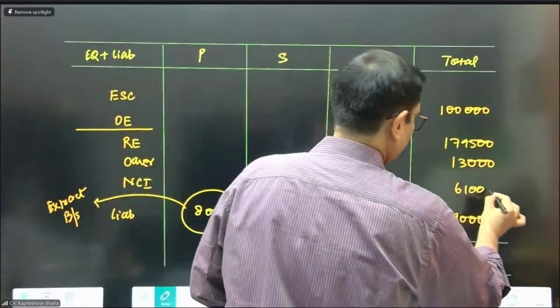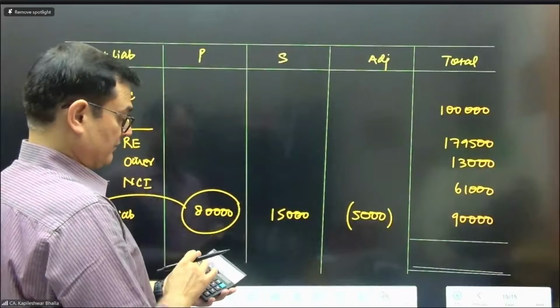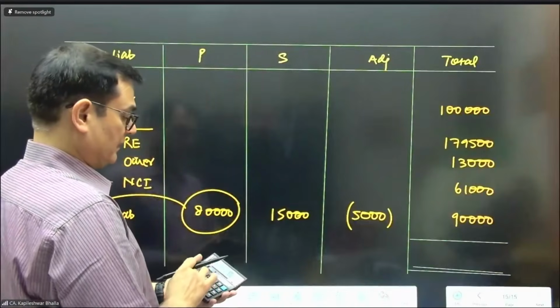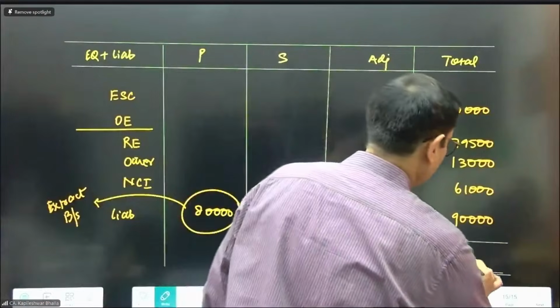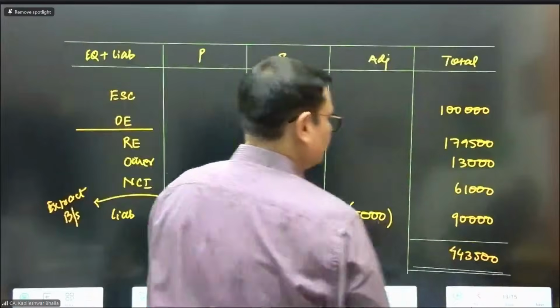And that takes care of my balance sheet. So 1 lakh plus 179, 13, 61, 90. This is 443,500, the total of the balance sheet.